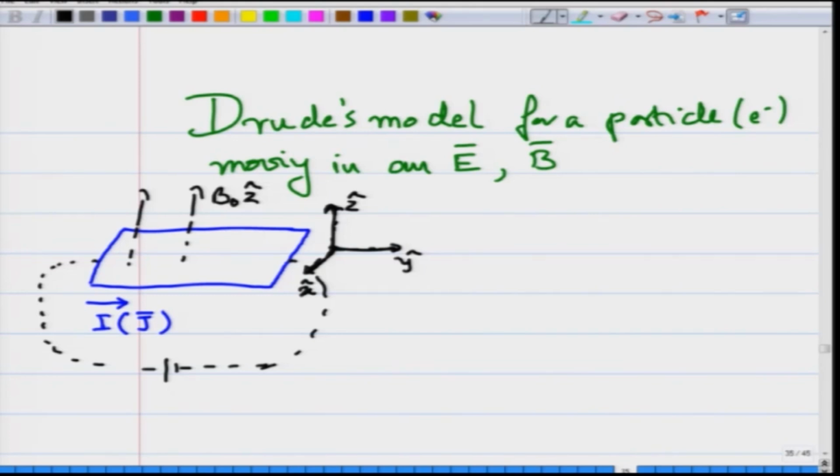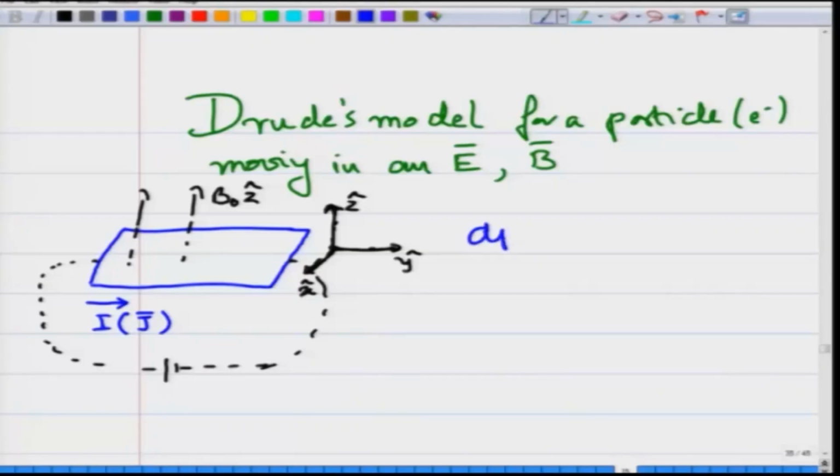Okay. So, we start off again with the Drude's equation, that the rate of change of momentum of the particle is minus p divided by tau plus f of t, where f is the force which is acting on the electron or the particle as a function of time, but here we are going to consider all static fields. Electric field is static, magnetic field is static. So, they are not dependent on time.